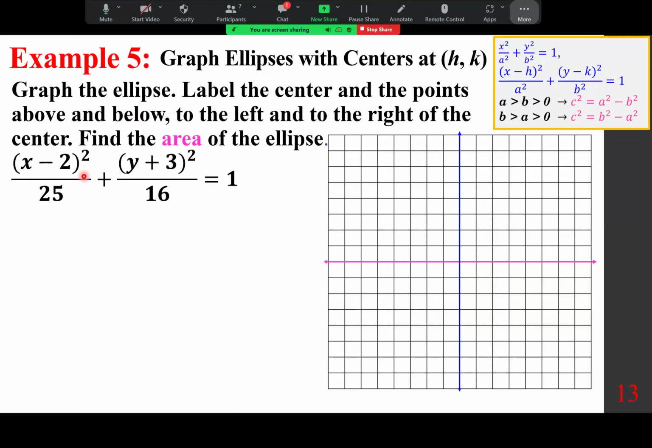So as we compare this to this, we notice the center is located at 2, -3. So 2 to the right, 3 down, roughly. Sometimes it's a tad off. A squared is 25. It makes a equals 5. So this is a squared, everybody. A squared is 25. A equals 5.